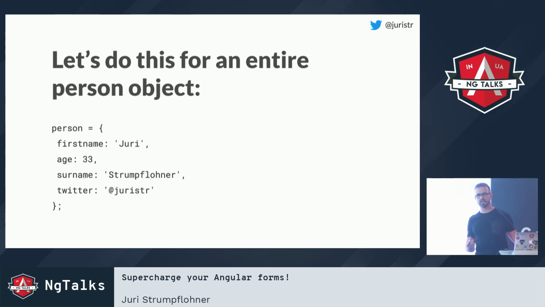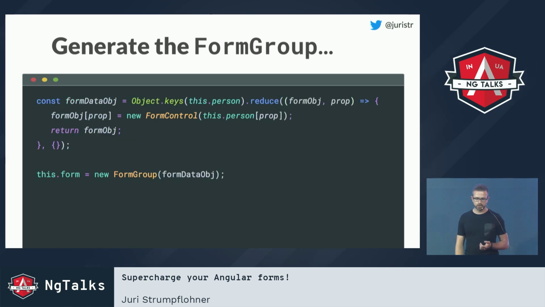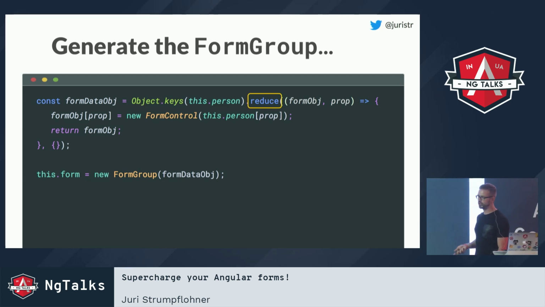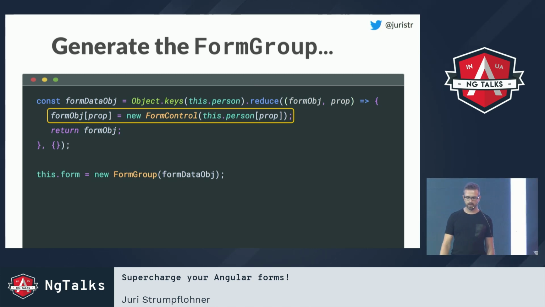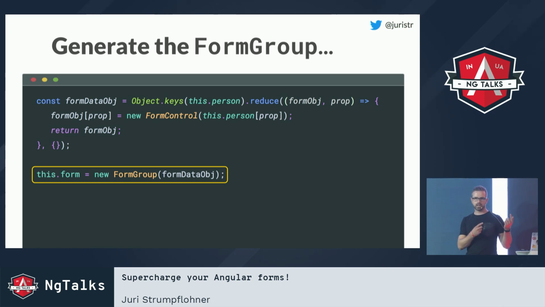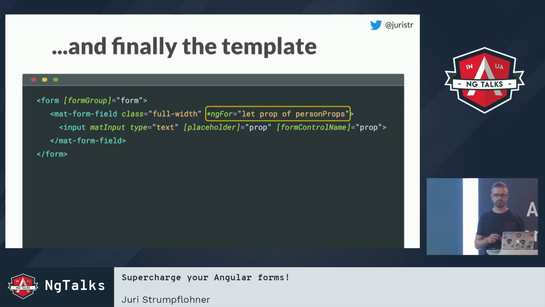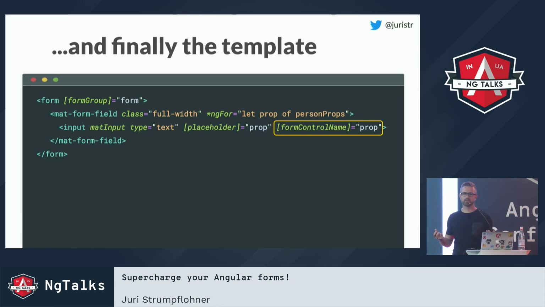So we could have a component where we pass in the object, and then what we do is simply generate the whole form group, right? We could use, for instance, the Object.keys function, take that on the person, then use the reduce function, and iterate over the properties of the object, and create the form control for each. Finally, once I have that, I assign it to the form group, and then I can simply expose it to my HTML. There, obviously, we also have to do some work, but it's a rather small amount. We simply iterate over the properties of that person, which we expose as well. And then we bind to the different properties of that person object which we have.